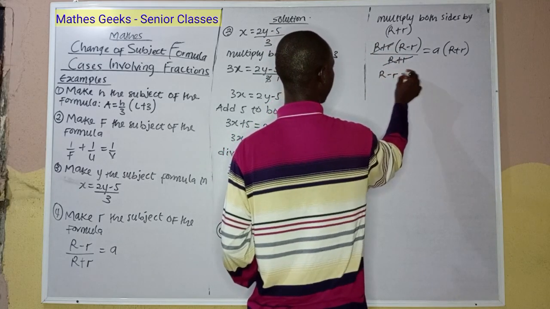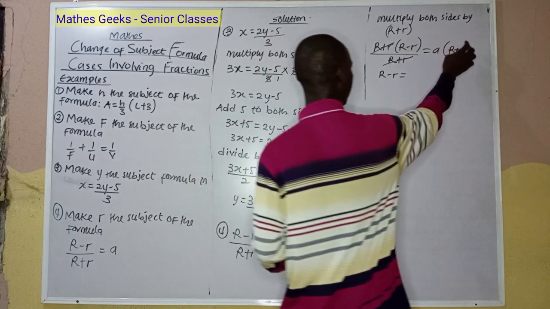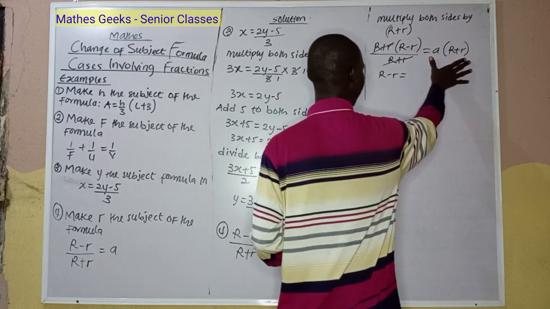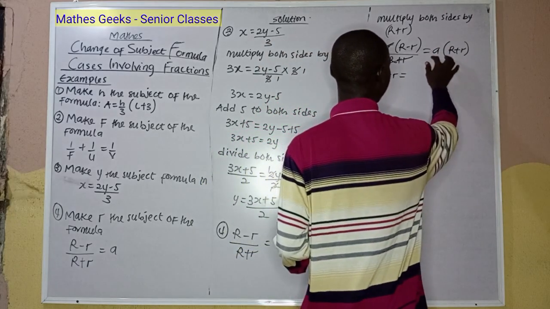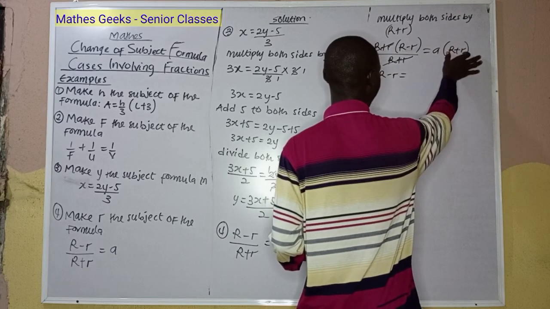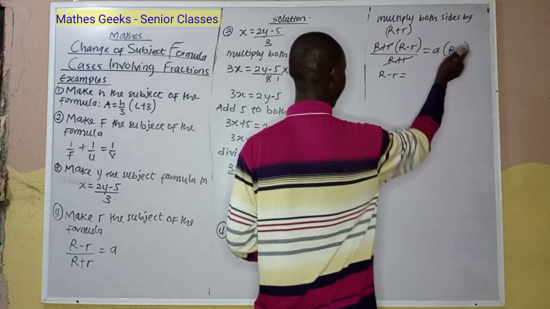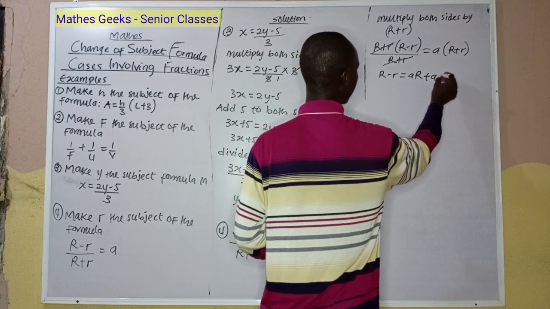So R minus r equals a times R plus r. Since we want to make r the subject and it's enclosed in brackets, if we leave it like this, we will not be able to achieve our goal. So we're going to expand by multiplying everything inside the bracket by a, and then proceed with our next step. So a times R will give us aR plus ar.